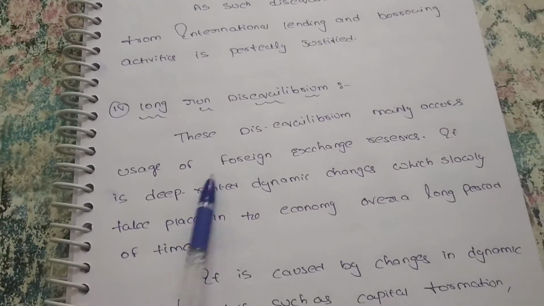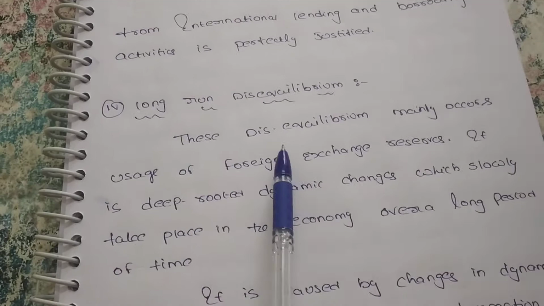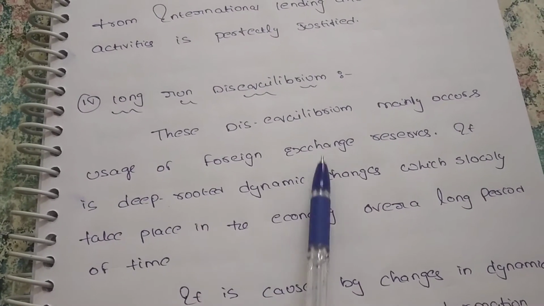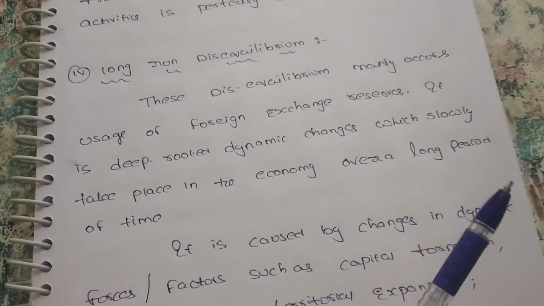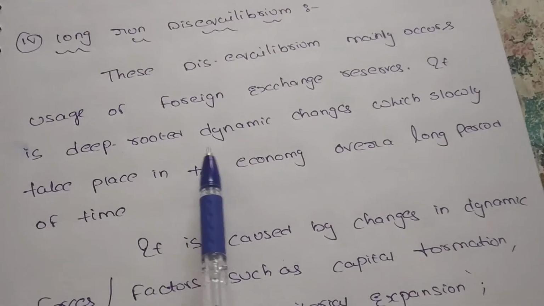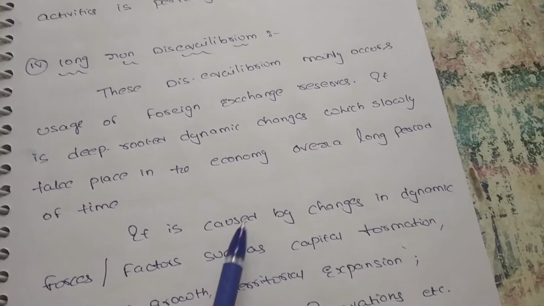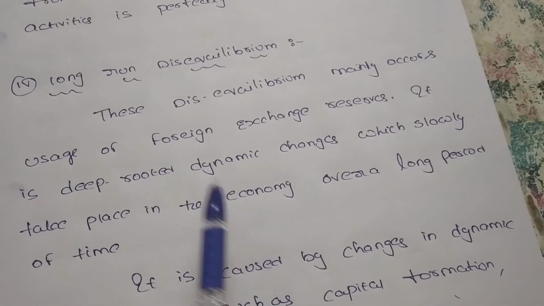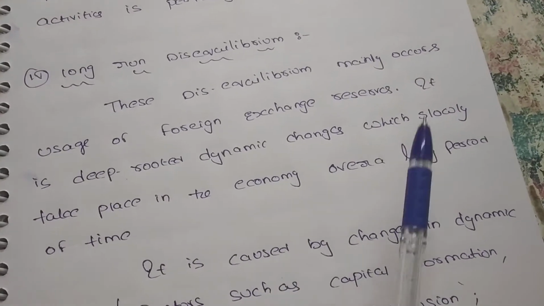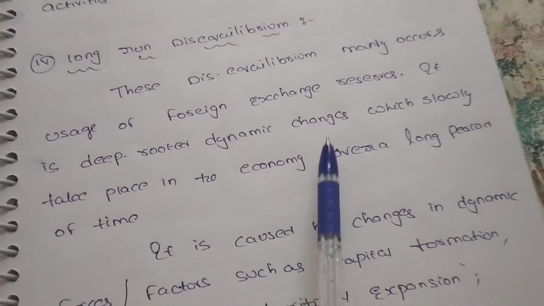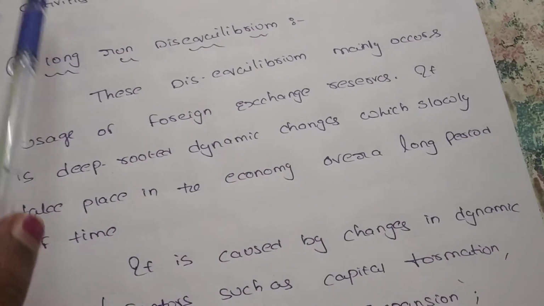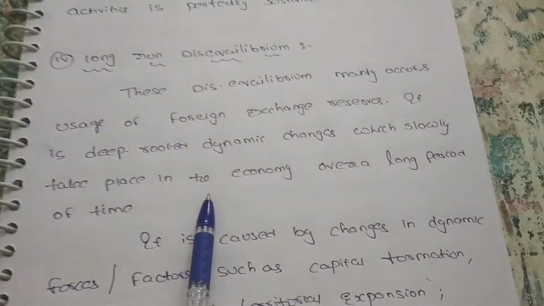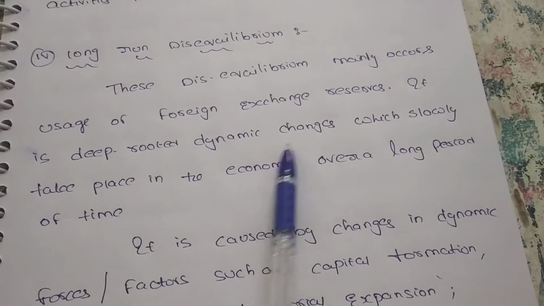Next, long-run disequilibrium. This disequilibrium mainly occurs from usage of foreign exchange reserves. Long-run disequilibrium occurs when we use our foreign exchange reserves. Foreign exchange reserves means gold and other documents. So we use these resources. It is a deep-rooted dynamic change. For the short term it is very simple, but in the long term it involves very deep-rooted dynamic changes.